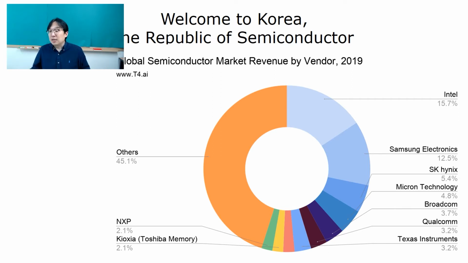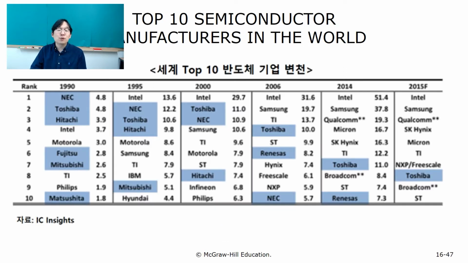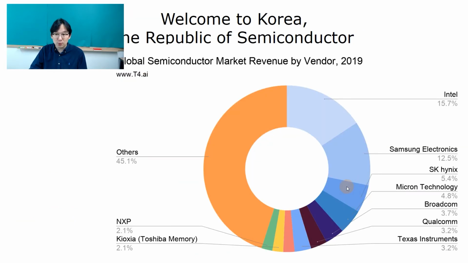Micron Technology, that's a US semiconductor company, and Broadcom, Qualcomm, Texas Instruments, Kioxia, that's Toshiba, the Japanese one, the only Japanese left here. NXP, I don't know, and then the others. Anyway, if you look at the top 10 semiconductor manufacturers in the world since 1990, it changed like this. I don't have 2020, but you see pretty much this one, 2019.